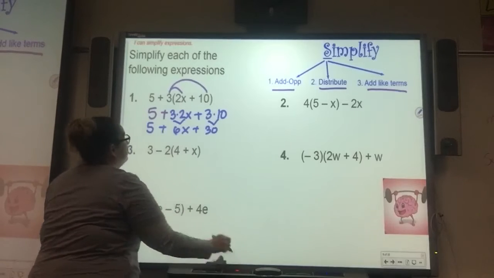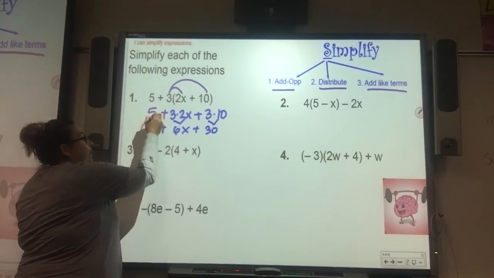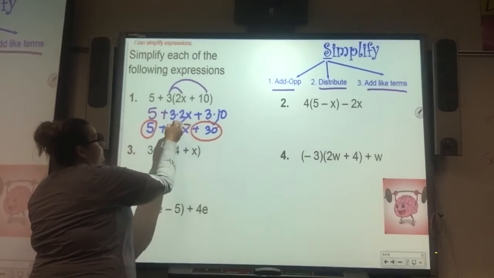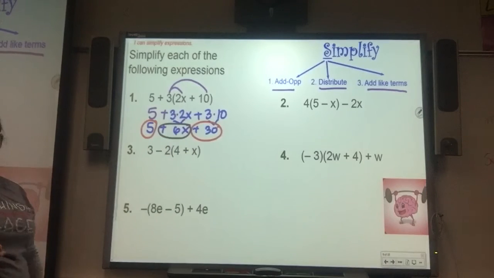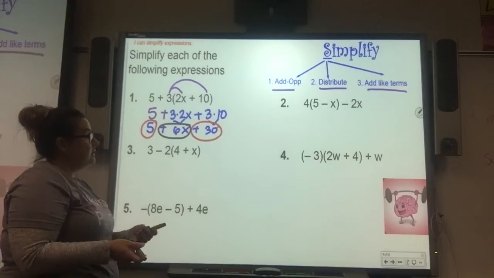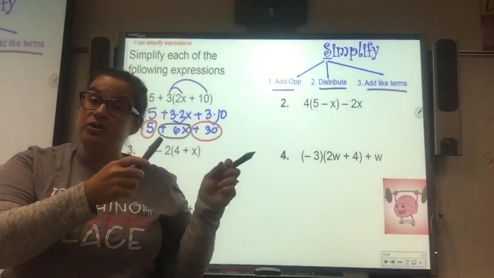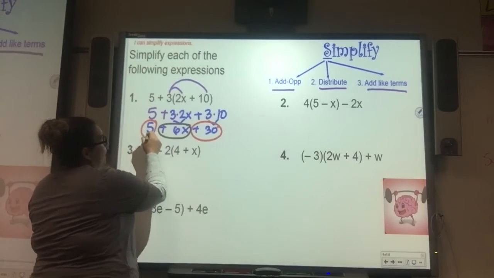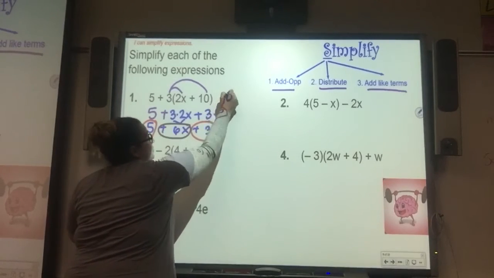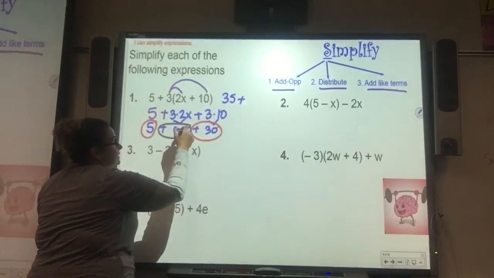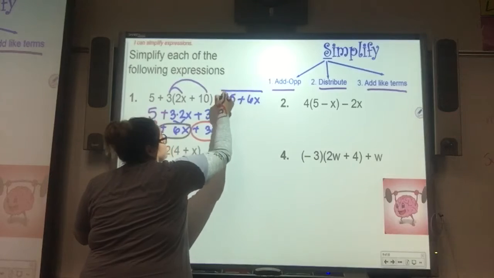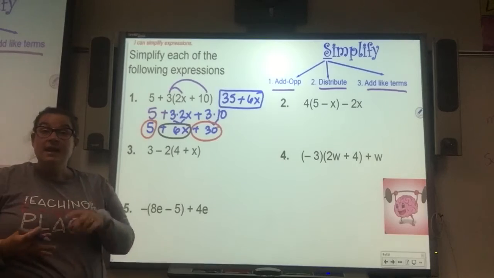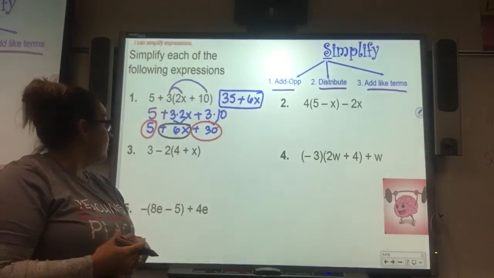And then I can combine like terms. So 5 and 30 are like terms, and plus 6x is all by itself. What I'm using is, Ms. Knudsen had a really good idea to use different colors so you can see which ones are like terms. So when I look at this, I combine the red, so 5 and 30 is 35 plus 6x. That is the simplified form. I'm getting rid of the parentheses and I'm putting all of the same terms together.